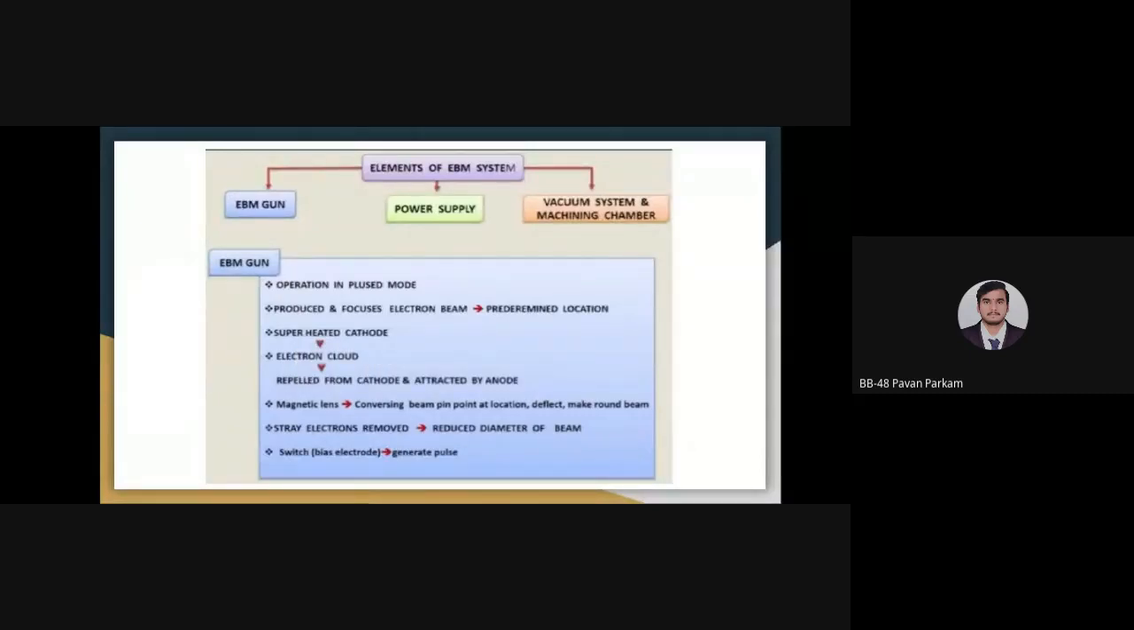Then it can be bombarded on your workpiece. So this is the working principle of all these things, as I have discussed. Then I'm going to talk about the power supply.